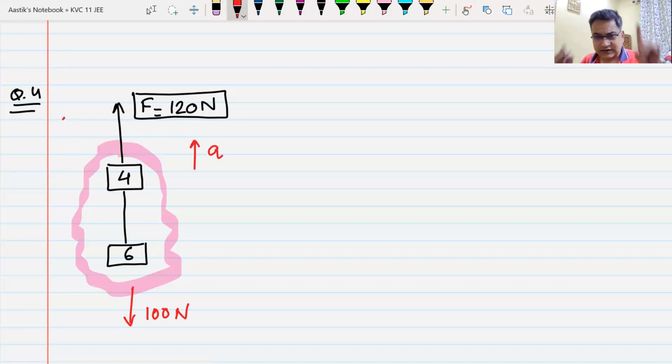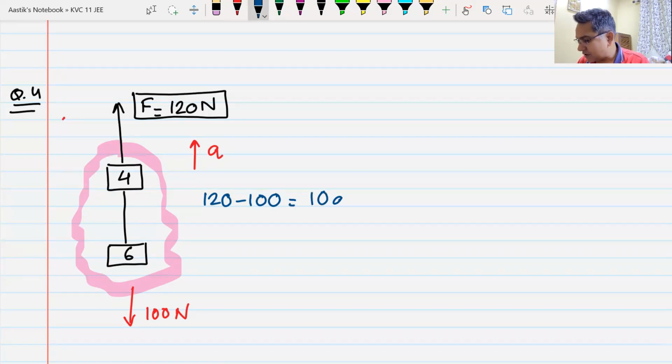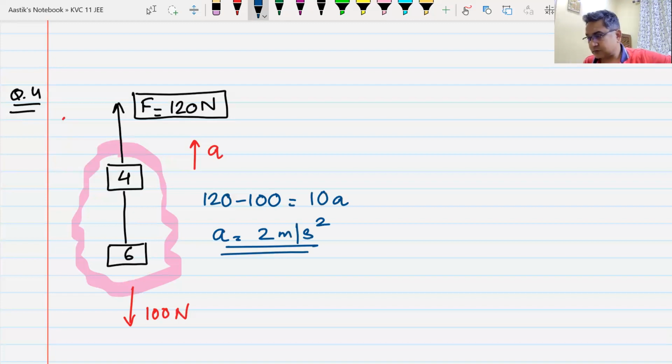What will be the equation of this entire system? 120 upwards, 120 minus 100 downwards, will be equal to ma. Total mass is 10, so 10 into a. From there you will get the value of a as 2 meter per second square. Everyone got this answer? One more question we can ask. What is the tension in the string between the two blocks?